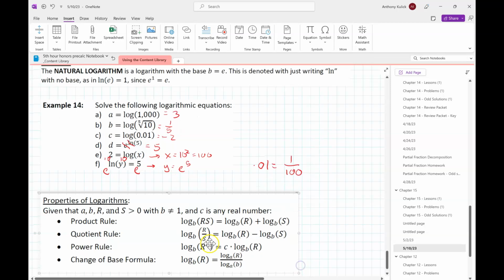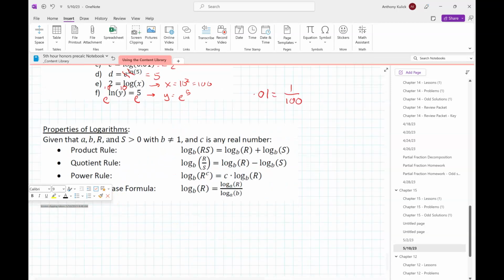So there's 4 major properties of logs. There's the product, quotient, power, and then change of base formulas. Now the first 3, the product, quotient, and power properties, are important. We'll use those frequently throughout the rest of this chapter. Those are ones you definitely need, and we'll use a ton.